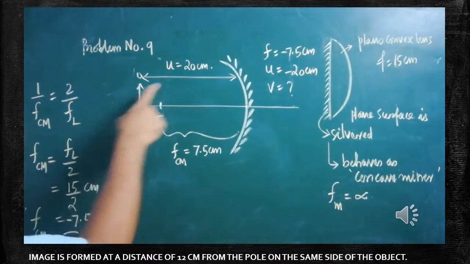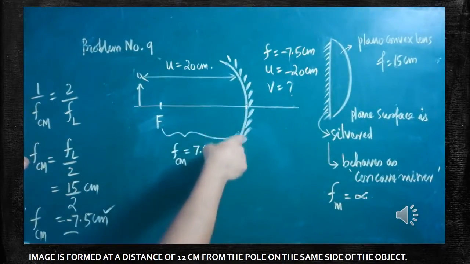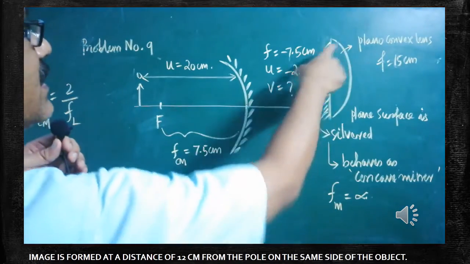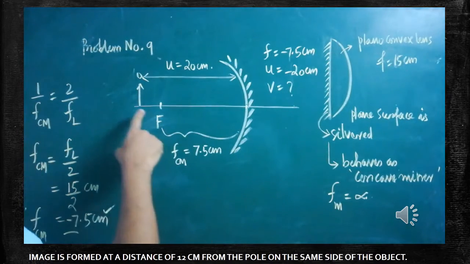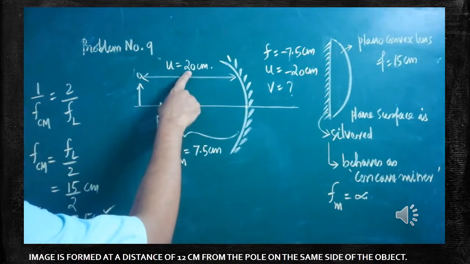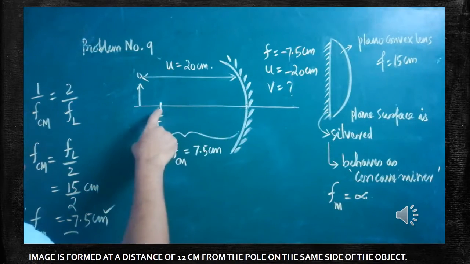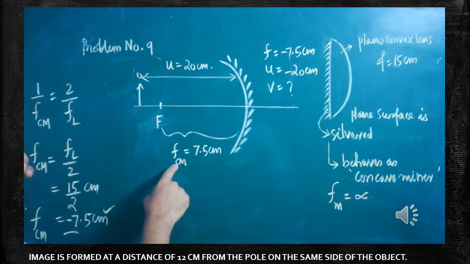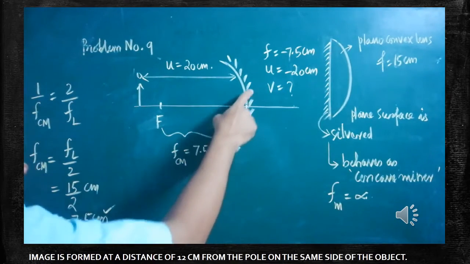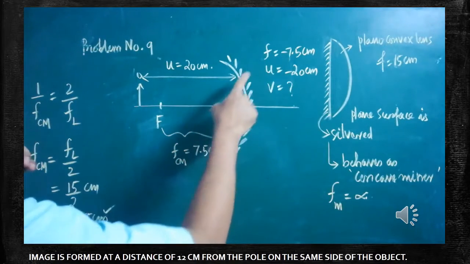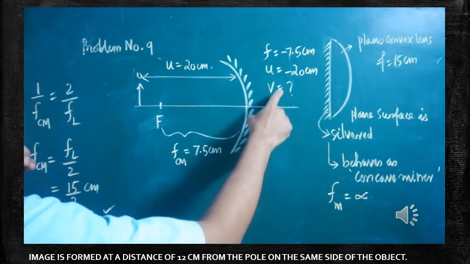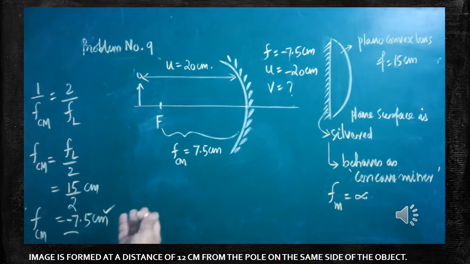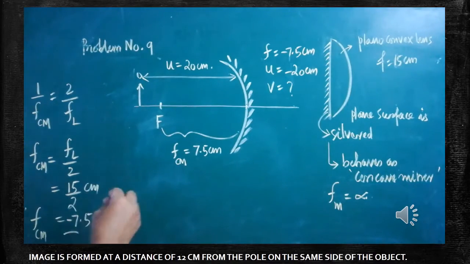Now the object is placed in front of the concave mirror at a distance of 20 centimeter. Its focal length is how much? The entire concave mirror system is 7.5, which we recently found out. The object is at a distance of 20 centimeter from the pole. The principal focus lies at 7.5 centimeter. F is taken as negative. The u distance also must be taken as negative in terms of Cartesian sign convention. You are asked to calculate the image distance. Understood?